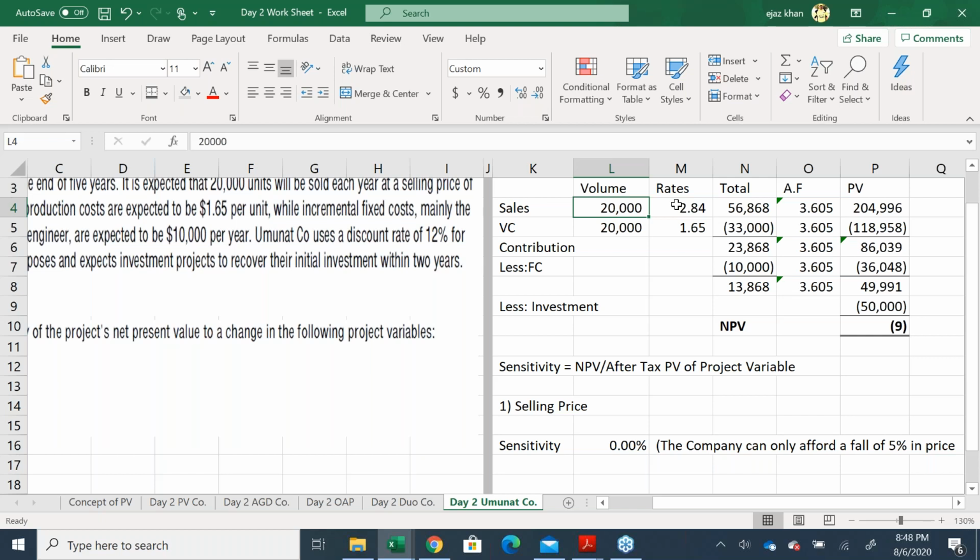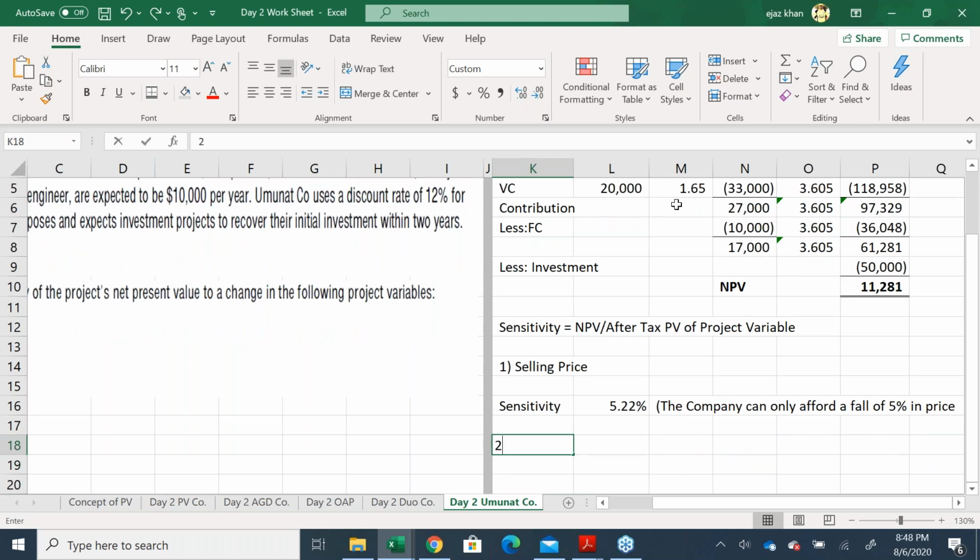Right, so let's go back to the 5.22%. Let's check it out. Yes, Sunny, it should always be after tax if the tax figure is given. Let's move forward to the second one, and I'll take your questions. Once I am done with all the sensitivity figures, then I'll take your questions one by one.